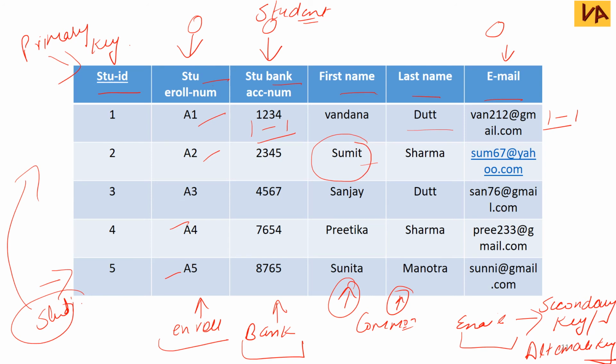For example, if we don't want to edit or update any data in the column where I have written Sumit, if I don't want to write anything in this column, then I can do this. But in the primary key column I cannot do this, nor in the columns which I have made as a secondary key.